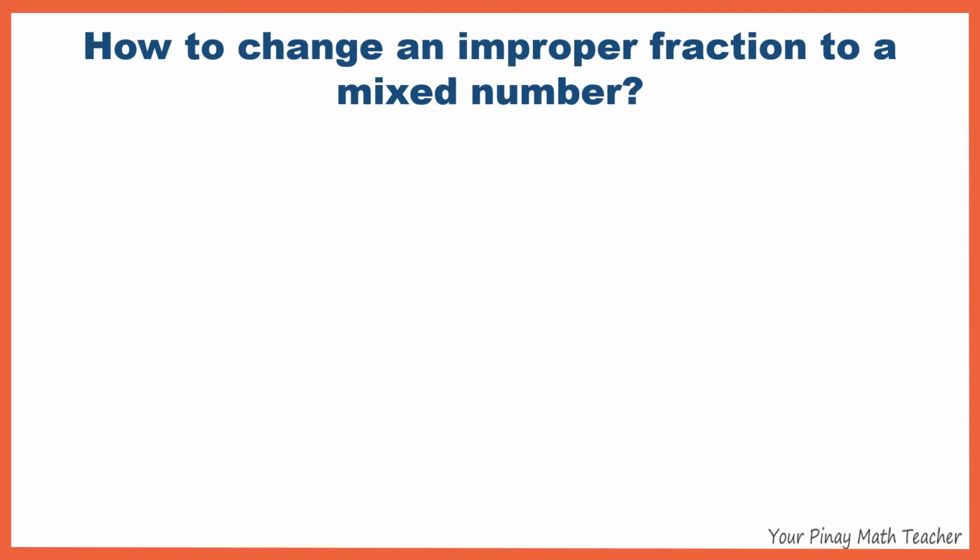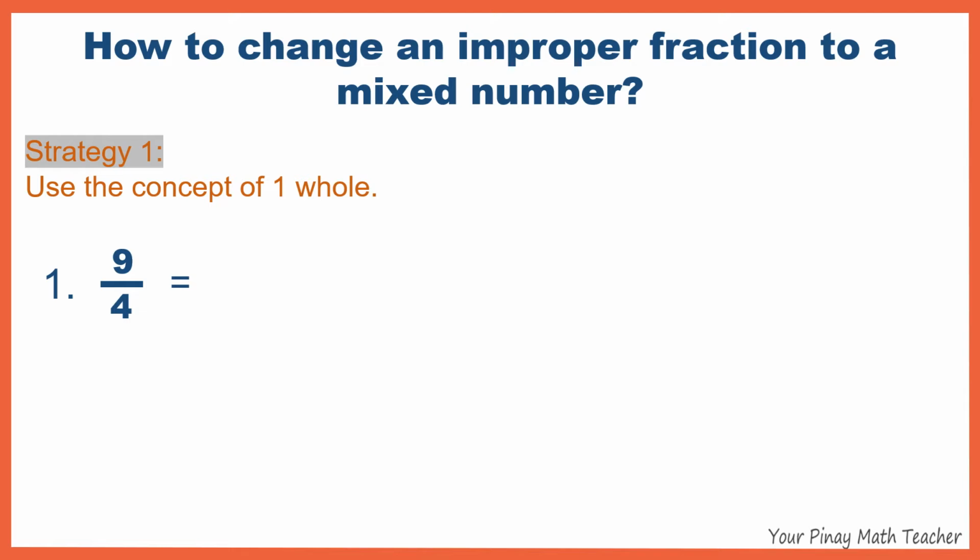How to change an improper fraction to a mixed number. Strategy 1. Use the concept of one whole. Example 1. 9/4. This means that there are 9 1/4. But the question here is how many 4/4 are there in 9/4?